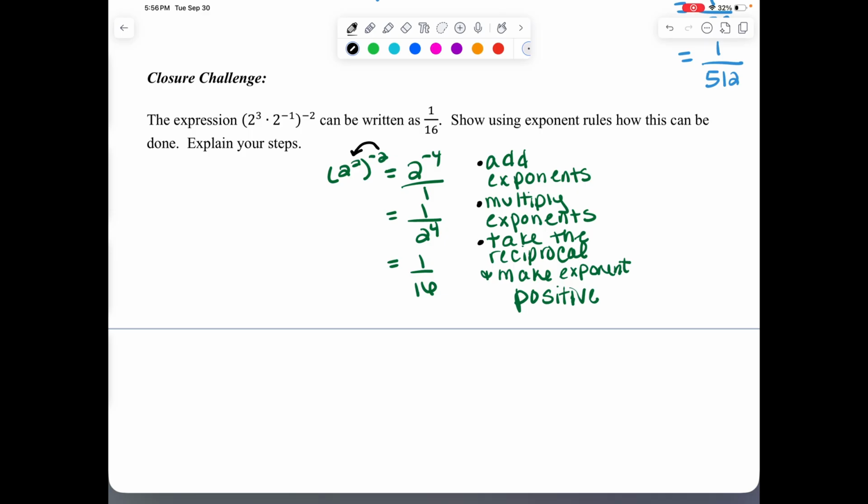Then when I evaluate that on my calculator, 1 is in the numerator and 2 to the 4th is equal to 16, which becomes the denominator. So I just successfully showed the expression 2 to the third times 2 to the negative 1 raised to the negative 2 power to be written as 1 over 16. I showed it using my exponent rules, and I also, next to those steps, explained my steps. So add the exponents, then multiply the exponents, then take the reciprocal and make that exponent positive. And that concludes our lesson on negative exponents.